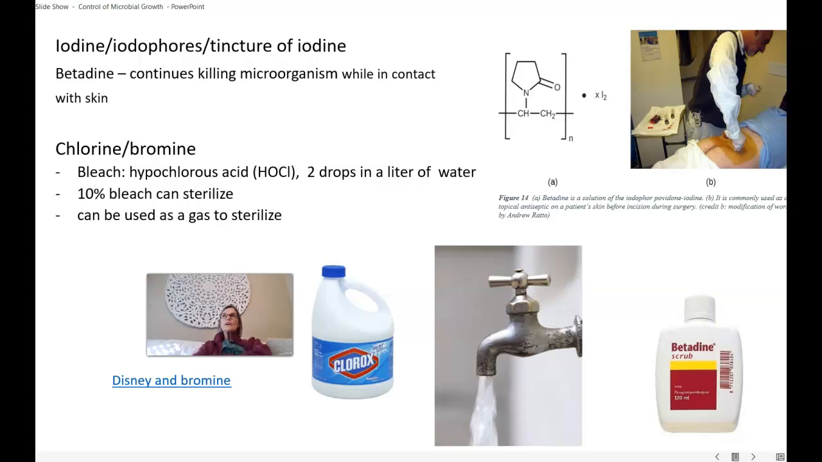The other thing about chlorine, it's functioning in a liquid form as a form of bleach, hypochlorous acid or sodium hypochlorite. It can also be used as a gas. You can use gaseous chlorine to sterilize. Now you can imagine that that's going to be really dangerous. So it's only used in very highly controlled situations where you might need to get into all the nooks and crannies of something.